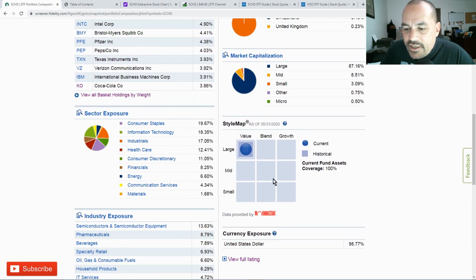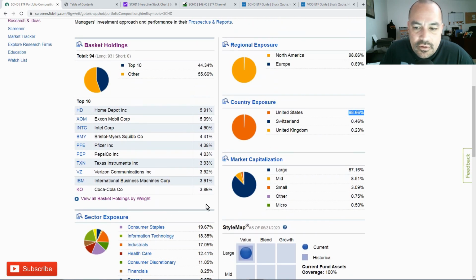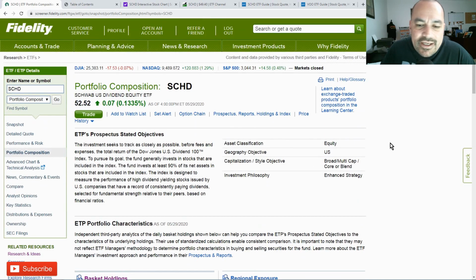And you'll see in the style map, this is a large cap value fund. So they will look for value among the constituents. So that's SCHD in a nutshell.